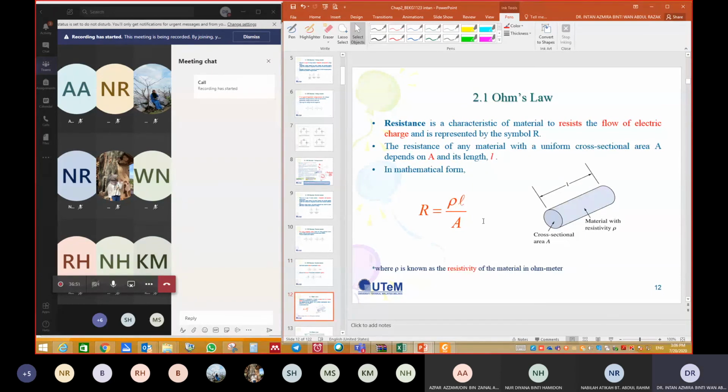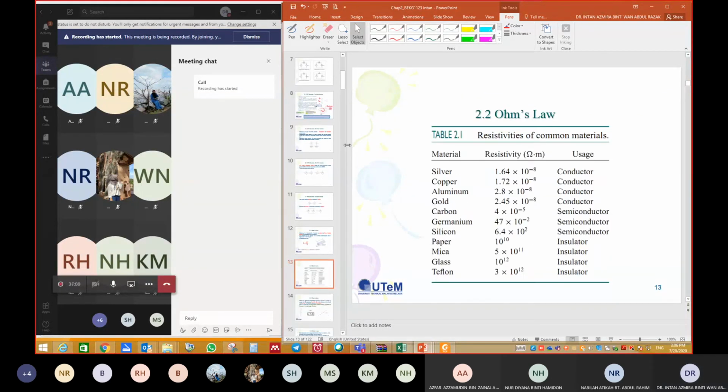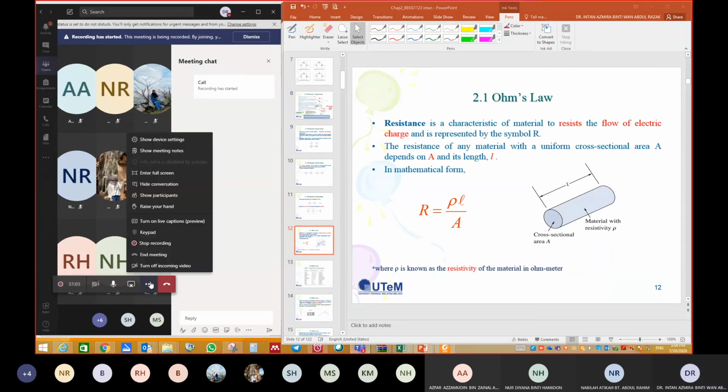Ohm's law. Give me the formula for Ohm's law. Ohm's law is V equal to IR. Resistance is a characteristic of a material to resist the flow of electric current, represented by R. The resistance of any material with a uniform cross-sectional area A depends on A and length. So R is equal to rho L divided by A.